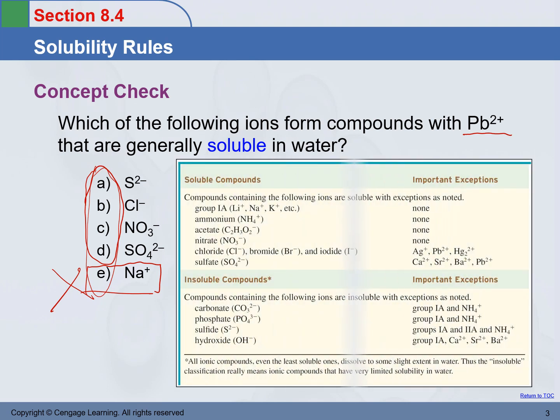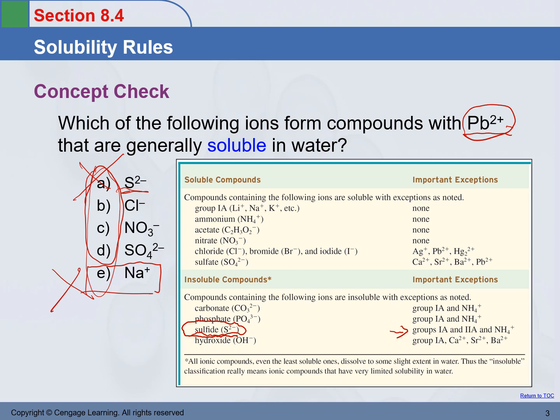All right, let's bring this table here. So lead 2 plus and sulfide. Sulfide is right here. Looks like it is insoluble, but let's check if we have any exception in it. There are exceptions, however, lead 2 plus is not one of those exceptions. So lead 2 plus and sulfide 2 negative will form a compound, and the compound will be insoluble. That is not our answer.